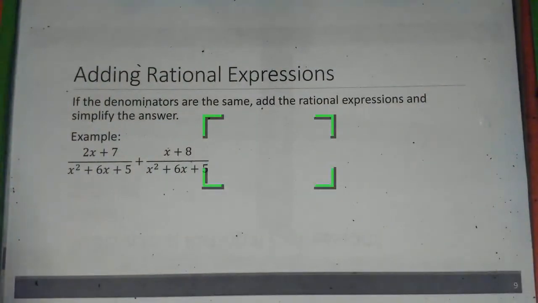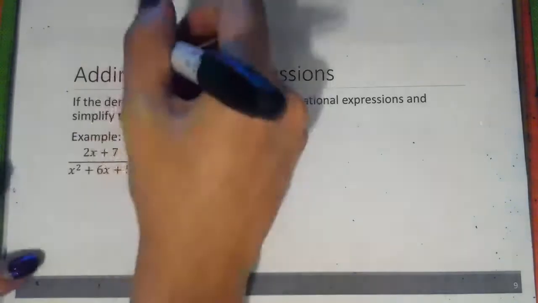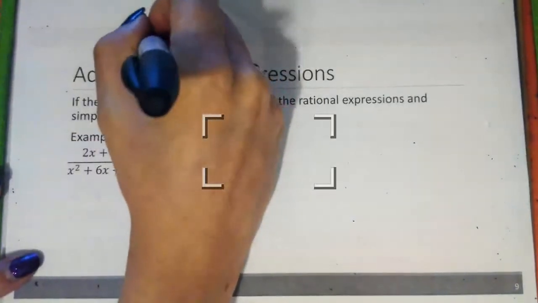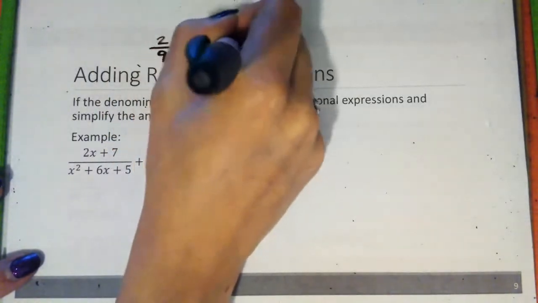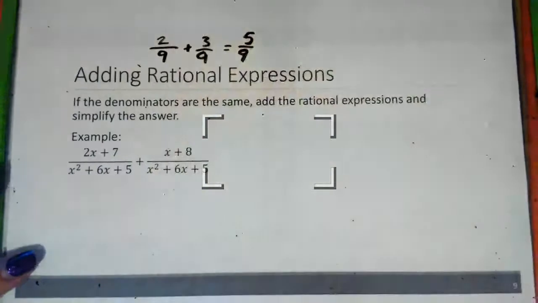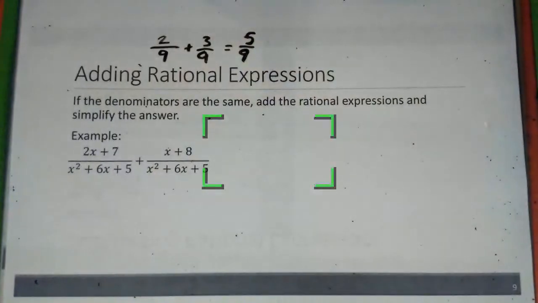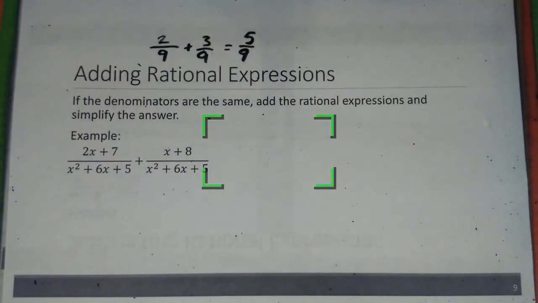So since we've done multiplying and dividing, now we need to work on adding. Just like we would with standard fractions, something like 2/9 plus 3/9 equals 5/9. If the denominators are the same, we just need to add together the numerators and the denominator stays the same.